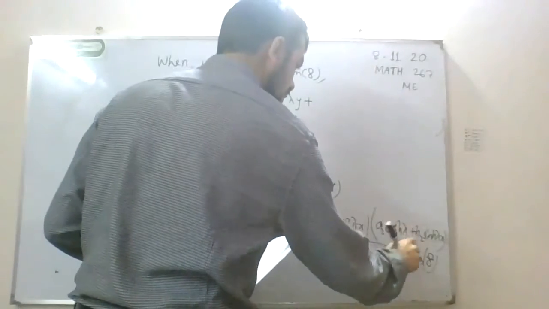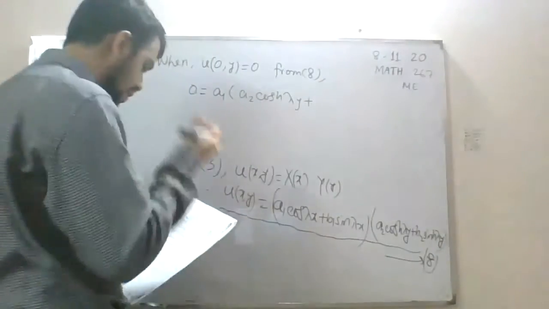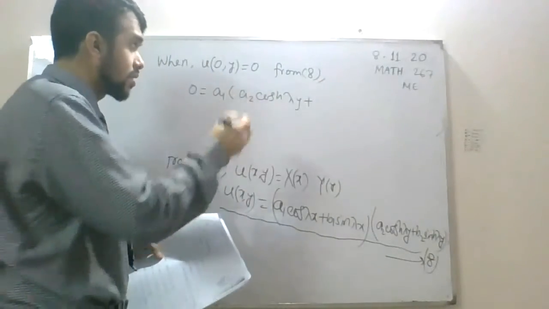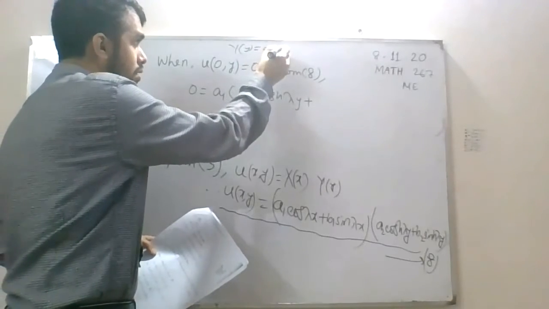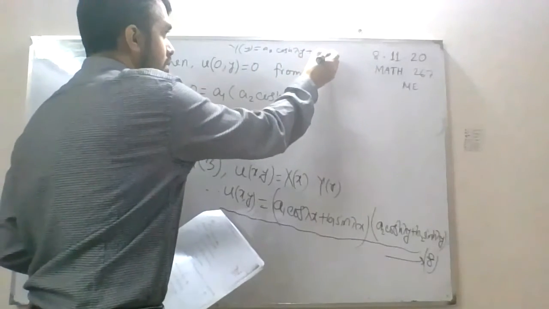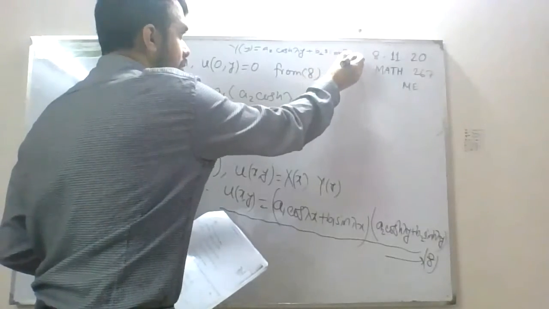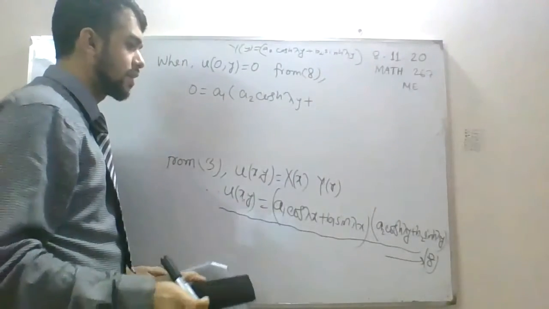Okay, this is y. That means the solution of y that we got, what was it? Y means a2 cosh(lambda y) plus b2 sinh(lambda y). Okay. This is the solution of y.